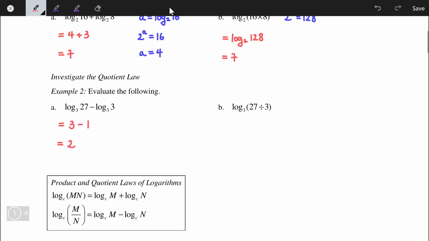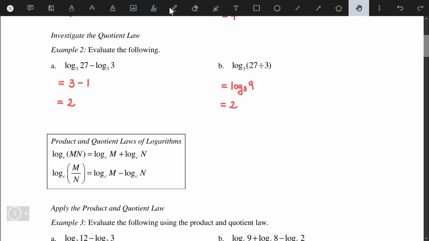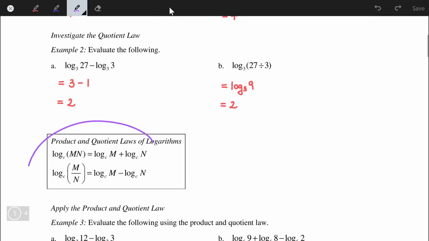Now, if we instead divided the arguments, 27 divided by 3 is 9. So log base 3 of 9 is also equal to 2. And once again, the idea here is instead of subtracting the individual logarithms, we can divide the arguments if the bases are the same. So those two rules are summarized right here. The product and quotient laws of logarithms.